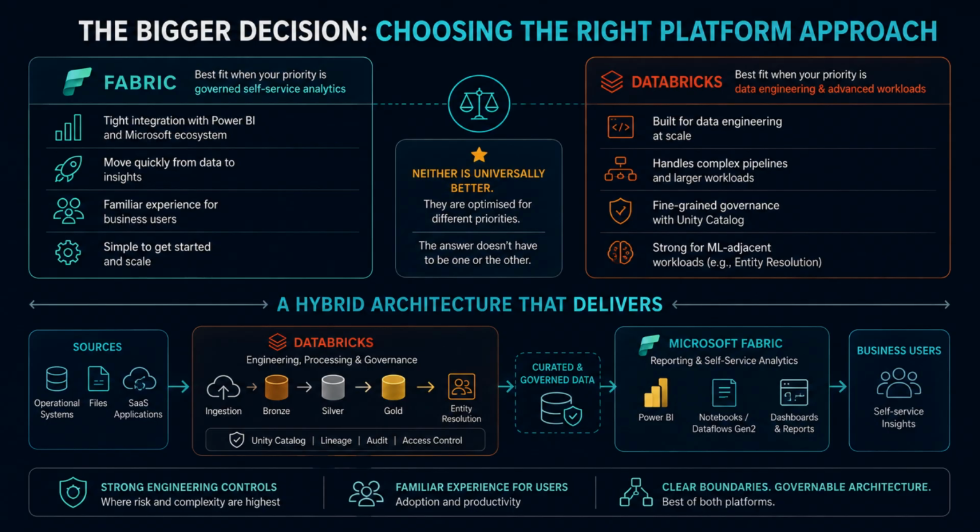And in practice, the answer doesn't necessarily have to be one or the other. For a workload like this, governed ingestion, entity resolution, strong traceability, and a reporting layer that business users actually need to adopt, a hybrid architecture can make a lot of sense. Databricks can handle the heavier engineering, processing, and governance layer. Fabric or Power BI can then sit on top for reporting and self-service analytics. That gives you strong engineering controls where the risk is highest, while still giving business users an environment they already know. The important part is making the boundary between the two platforms clear and keeping the overall architecture governable.